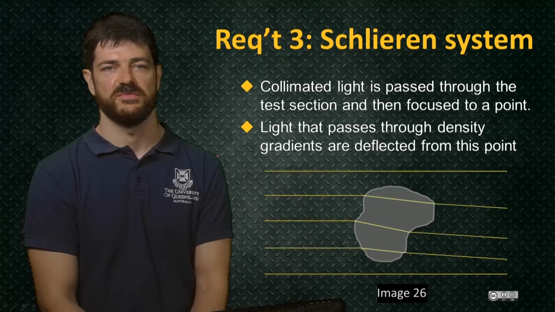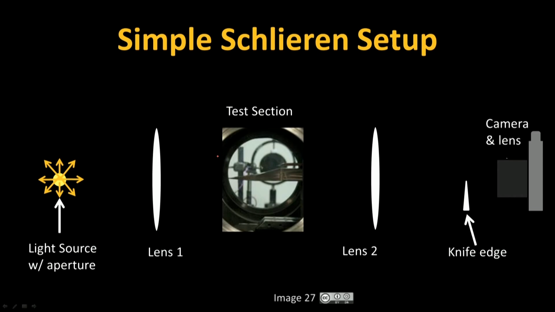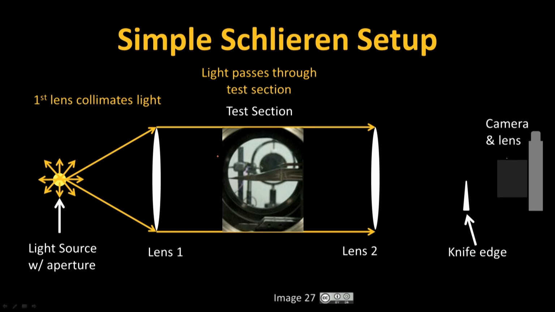So here we can see light passing through a region of changing density. Here we have a simple Schlieren setup. On the left we have a point light source. Then using a lens or concave mirror, we can collimate the light and pass this column of light through our test section where the model is located. Now note, in the actual experiment, the collimated light is passed through the windows and is travelling perpendicular to the flow. So it would be coming out of the screen in this case.